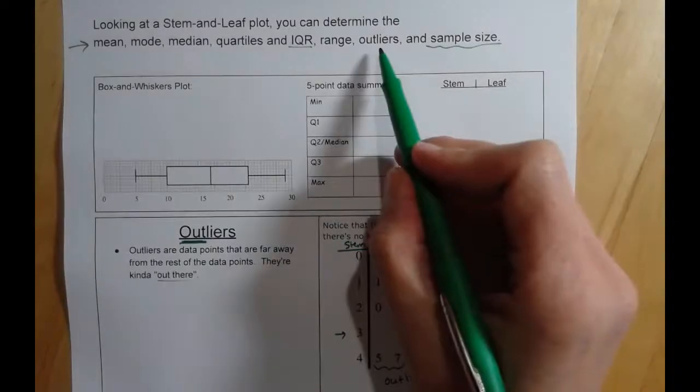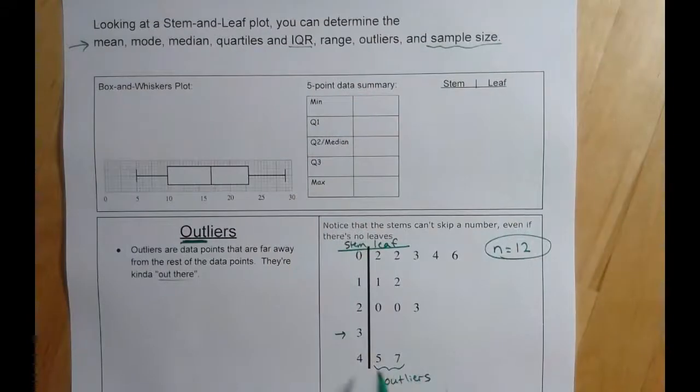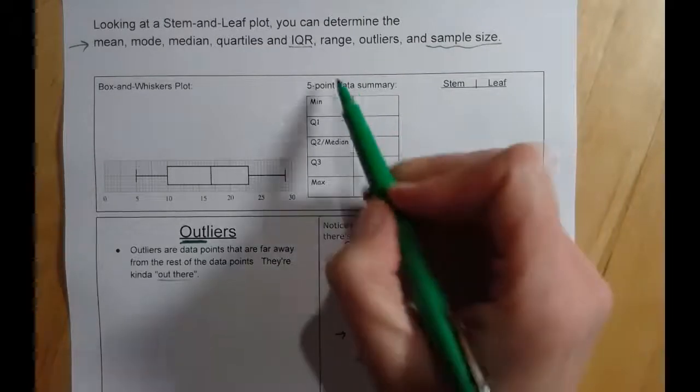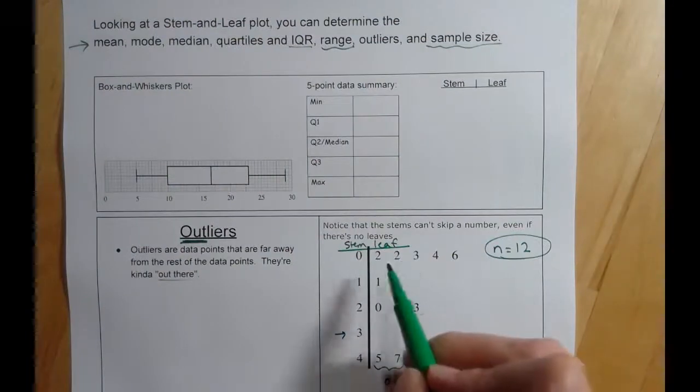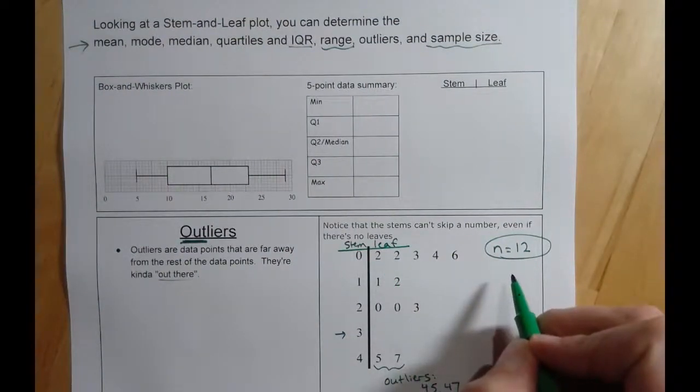All right, we already calculated the outliers here, which is 45 and 47. Again, it is so common to accidentally say the outliers are 5 and 7, but this is 45 and 47. All right, we can also calculate the range. That would be an easy thing to do. So remember, the range is from the min to the max.